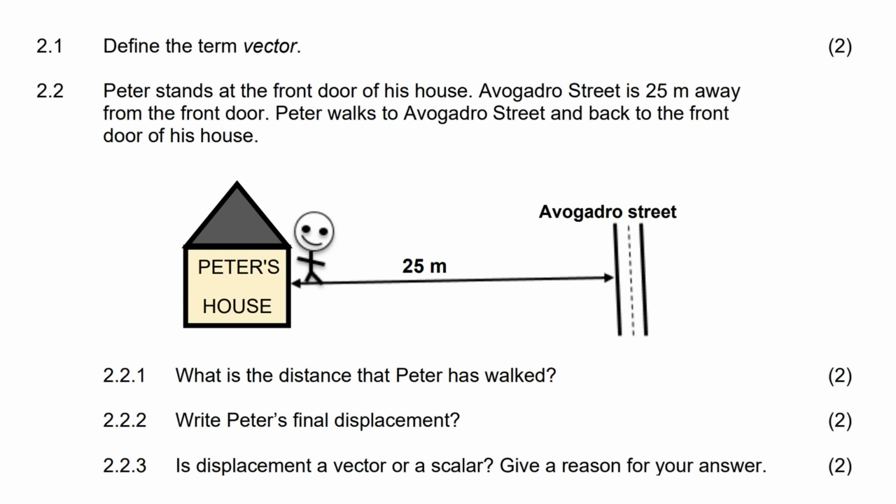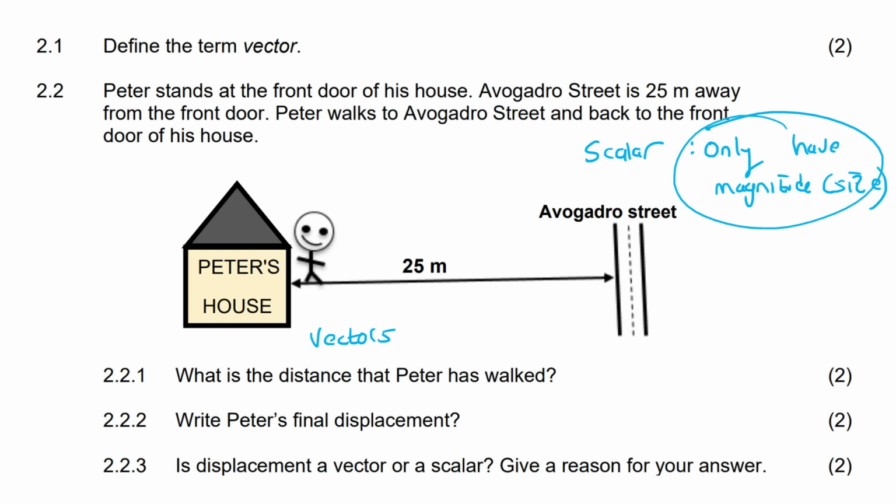Okay. This question starts by asking us to define the term vector. Now remember, we've got two things from grade 10. We've learnt about scalars and we've learnt about vectors. Scalars only have magnitude, which is size. For example, if someone asks you what's the time, you're going to say 8:30. You're not going to say 8:30 south. That would be a bit weird, right? So you only give the value. If someone asks you what's the temperature, you would say it's 12 degrees Celsius, but you won't say 12 degrees Celsius to the left. So you see how you only give the magnitude.